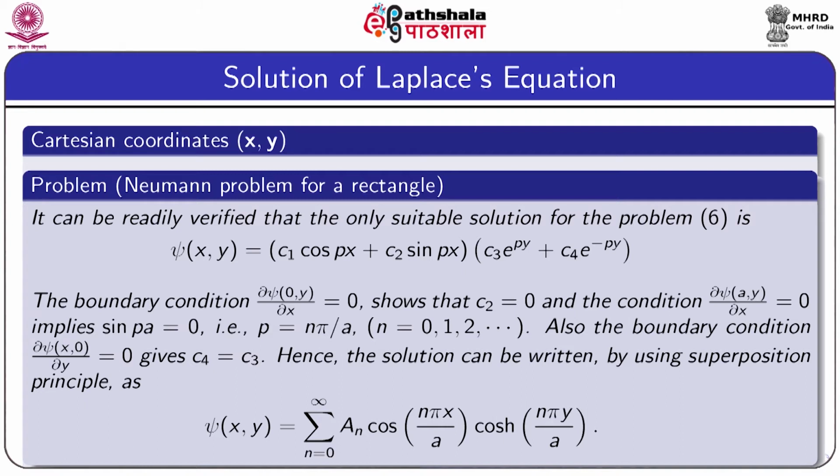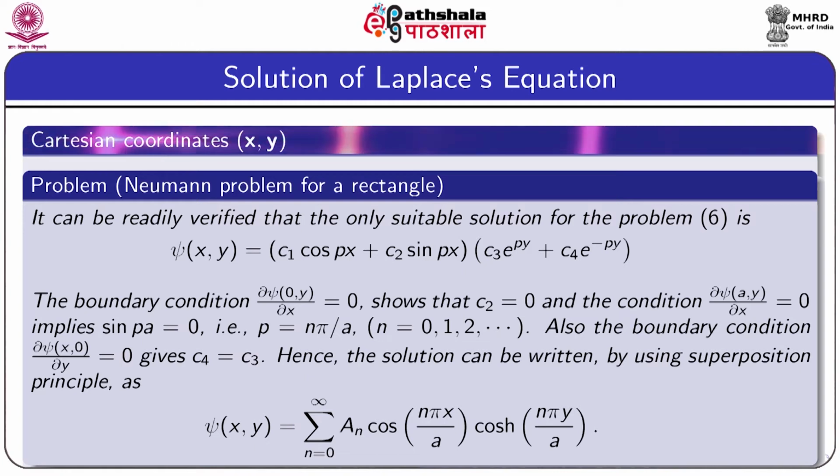Now, I am going to tell about the solution of that problem. We have already seen that solutions 4 and 5 are not acceptable for rectangular boundaries. So, we have to take solution 6, which is given here, psi equals (C1 cos px plus C2 sin px) times (C3 e to the power py plus C4 e to the power minus py). Now, if we use the boundary condition del psi by del x at (0, y) equals 0, then it gives that C2 equals 0, and del psi by del x at (a, y) equals 0 gives the equation sin pa equals 0, and sin pa equals 0 gives p equals n pi by a, because sin of n pi equals 0 for all n equals 0, 1, 2, and so on.